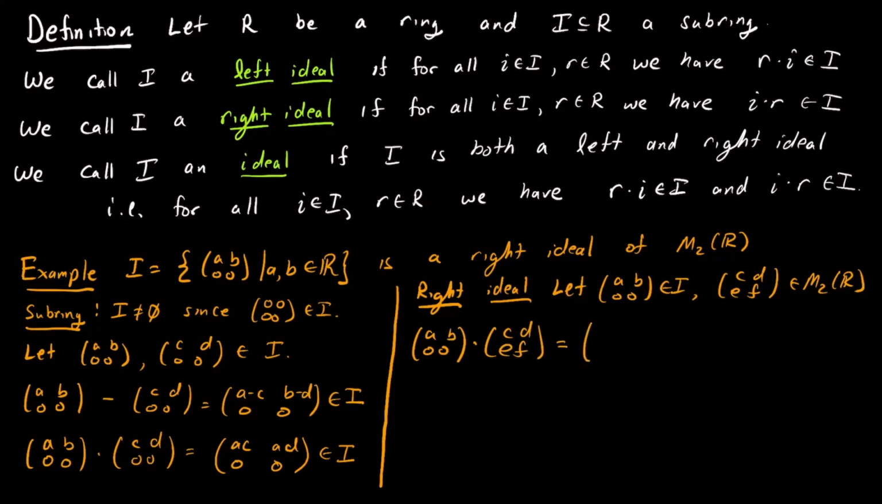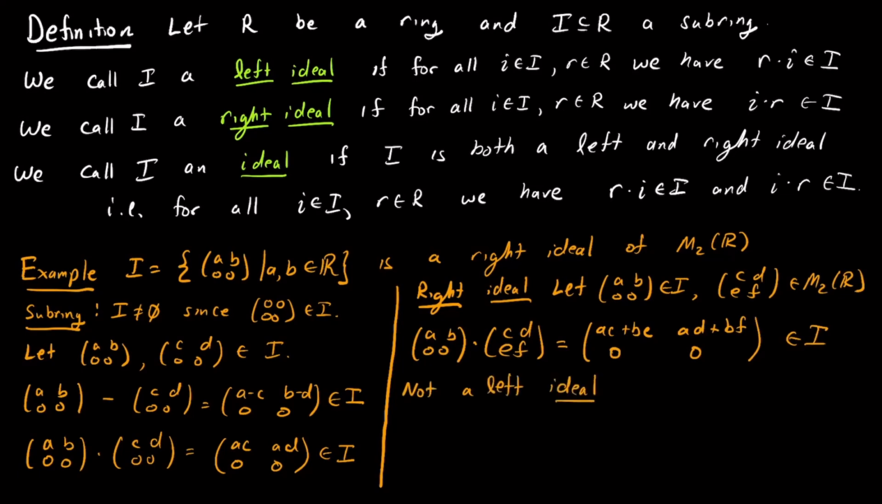So when I do this multiplication, the first entry is ac plus be. The second entry is ad plus bf. The next entry is 0, and the next entry is 0. So I see that this is an element of I. Okay, great. So this is a right ideal. One thing I'm going to show also is this is not a left ideal.